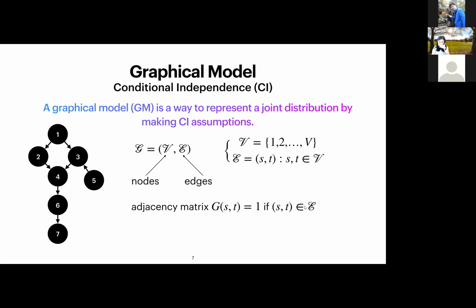Before that, I first want to remind everyone of the adjacency matrix. I hope everyone is familiar with that. The adjacency matrix G of s,t equals 1 if s and t are connected by an edge. For the undirected one, of course, if you have s connected to t, then G of s,t is 1. Because it's symmetric, G of t,s is also going to be 1. But for a directed one, this is not necessarily true.